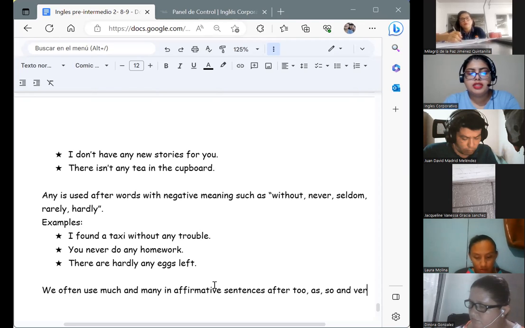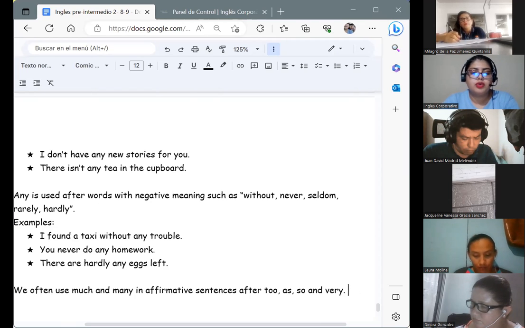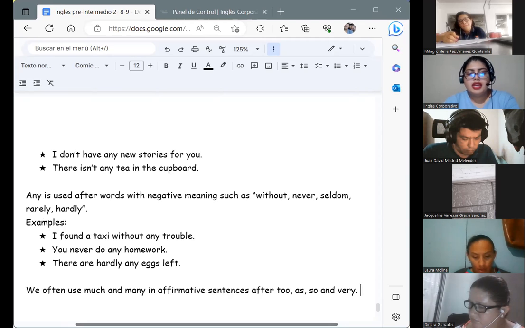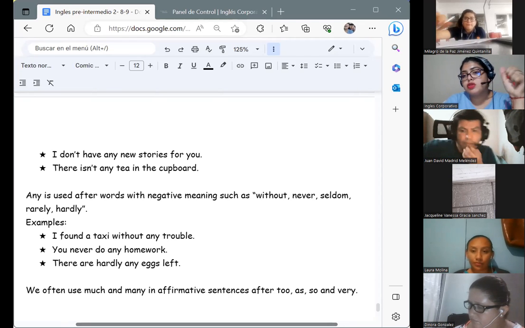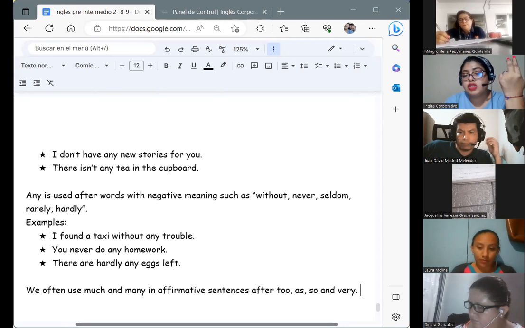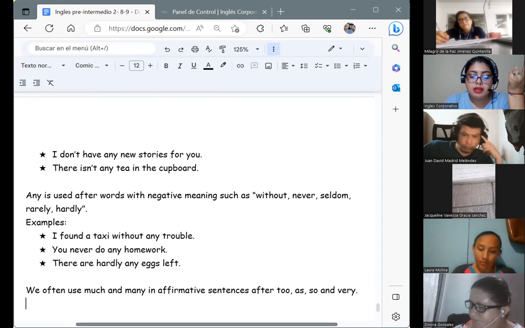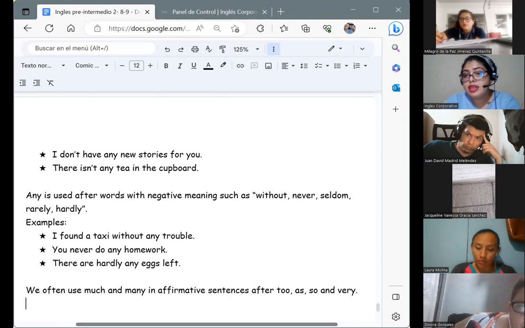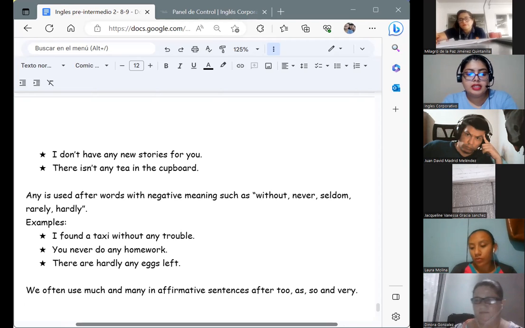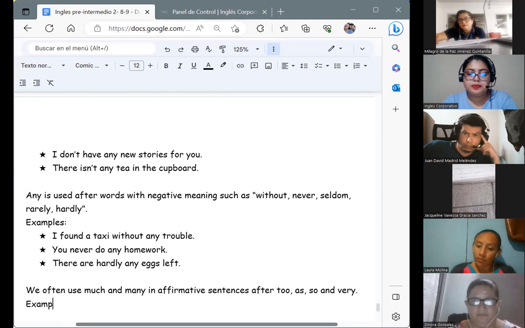So in this case, we are saying that we are going to use many and much en oraciones afirmativas cuando tengamos to, as, so, am, very. En este caso lo vamos a utilizar after those words, much and many. And it is not related to the countable and non-countable nouns. In this case, it's just the use of these words. And in this case, we are going to see some examples.